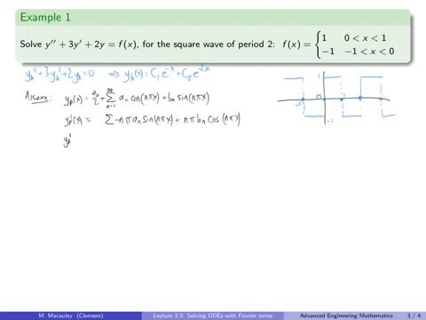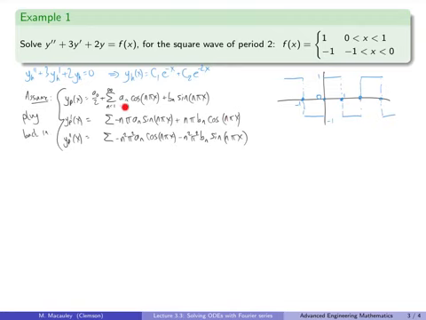And then a second derivative of this is going to yield almost the same thing. Now we have a negative n squared pi squared an cosine of n pi x, and we need a negative n squared pi squared bn sine of n pi x again. So now we are going to take these three and plug them back in. So we're basically going to take y double prime, plus 3 times y prime, plus 2 times y, and set it equal to the Fourier series of this square wave.